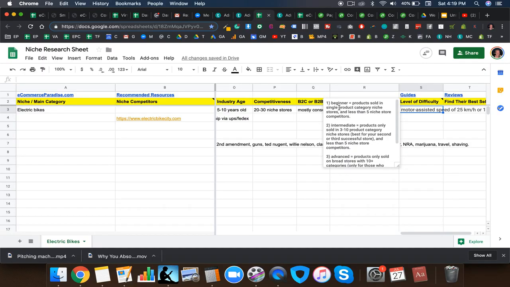For a while, I was actually selling fixies, road bikes, beach cruiser bikes, tandem bikes. I was even selling electric bikes before I even started my electric bike store. So if you can find a niche that's sold in single product category stores, like for instance, wine coolers is a good example. And in the next module, you're going to see niche reports, and one of those niche reports is wine coolers. And so that's a good example of a single product category store that you can start.